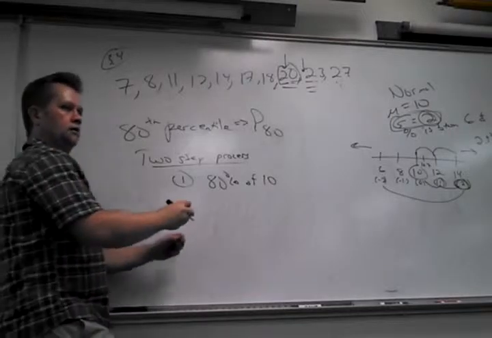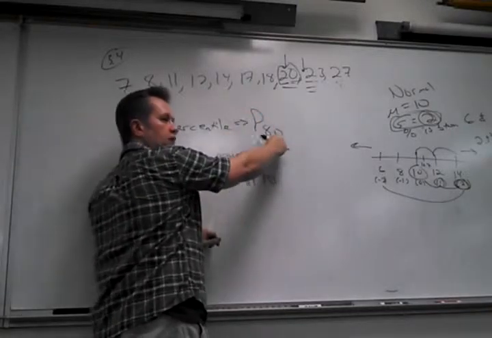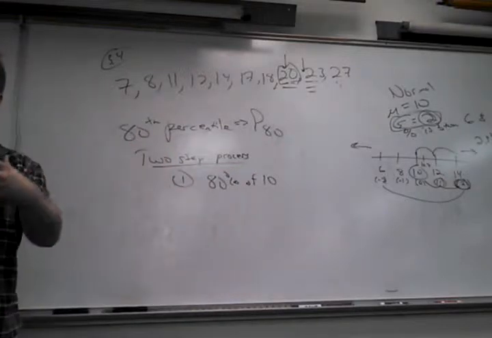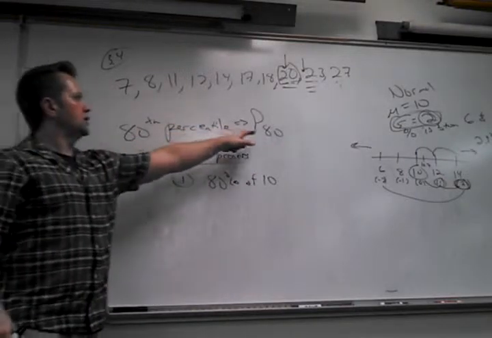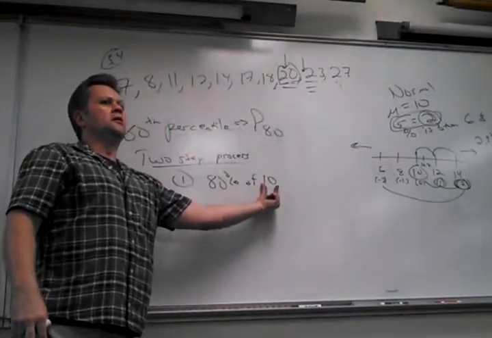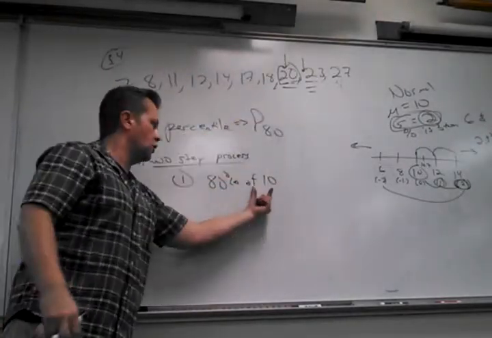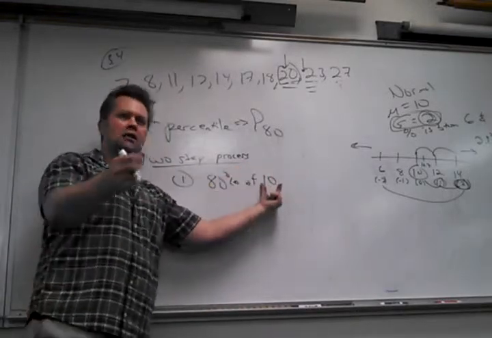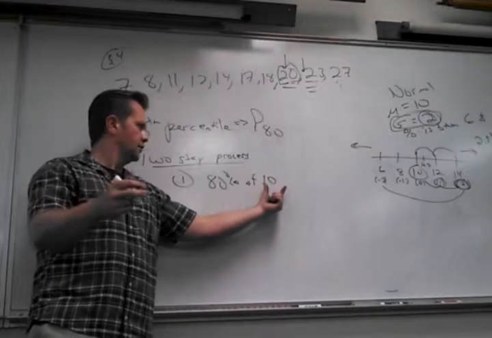And what does it come out to be? If I wanted P33, I would take 33% of 10. The first step is, whatever the percentile is, take that percentage of how long your list is. Why is this 10? Because my list has 10. It's not always 10. If my list was 28 long, this would be 28. So don't always use 10.